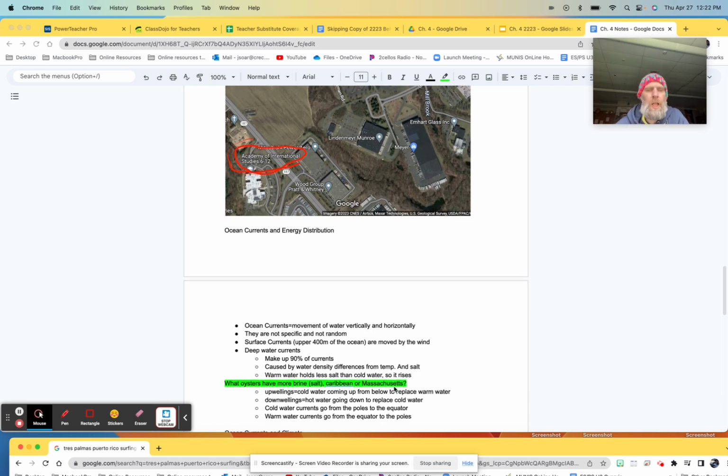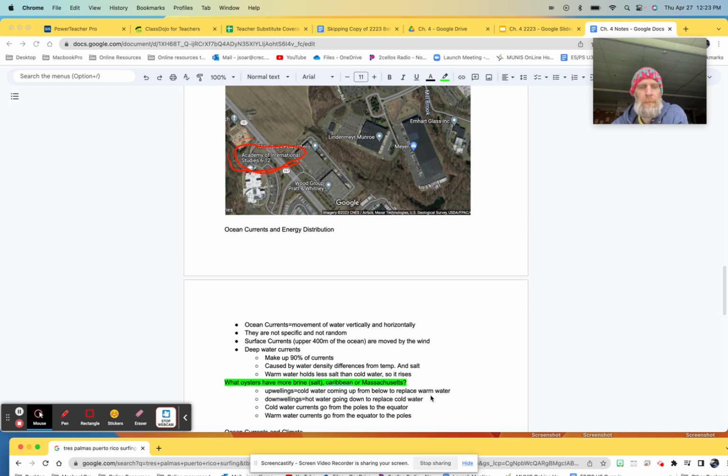So, upwellings: cold water coming up from below to replace warm water. If here's the warm water and it moves out this way, the cold water is probably going to come up behind it. So it makes a cycle. Downwellings are where hot water goes down to replace cold water. As that hot water comes across, it's going to drop as it gets less hot. It's all that cycle. Cold water currents go from the poles to the equator, and warm water currents go from the equator to the poles. Why? Because the poles are cold and the equator is warm.